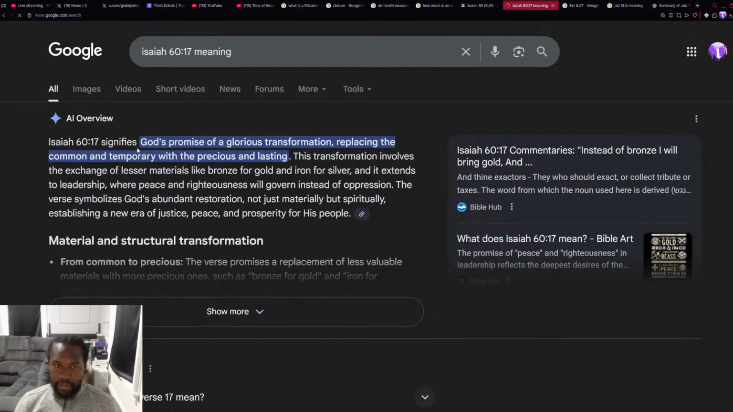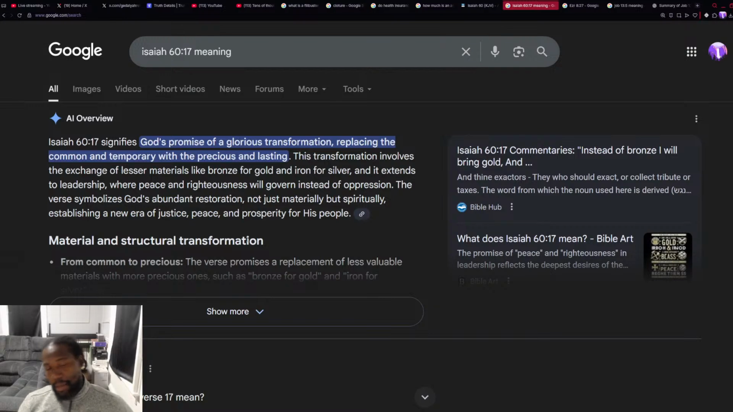Isaiah 60 and 17 signifies God's promise of a glorious transformation, replacing the common and temporary with the precious and lasting. This transformation involves the exchange of lesser materials like bronze for gold and iron for silver, and it extends to leadership where peace and righteousness will govern instead of oppression. The verse symbolizes God's abundant restoration, not just materially, but spiritually establishing a new era of justice, peace, and prosperity of his people.